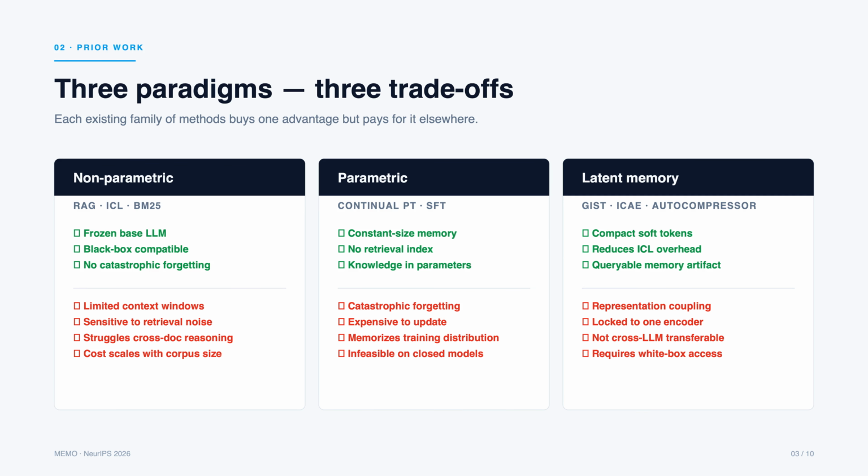3 families of methods have tried to solve this, and each one buys an advantage but pays for it elsewhere. Non-parametric methods, RAG and in-context learning, keep the base model frozen, but they're limited by context windows, sensitive to retrieval noise, and struggle to reason across documents. Parametric methods, continual pre-training and fine-tuning, push knowledge directly into parameters, but they suffer from catastrophic forgetting, are expensive, and don't work on closed models. Latent memory methods compress knowledge into soft tokens.